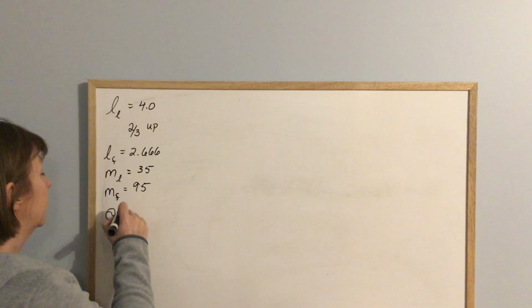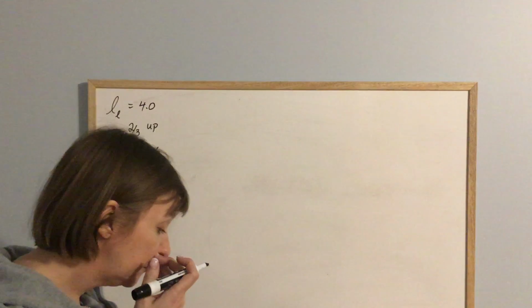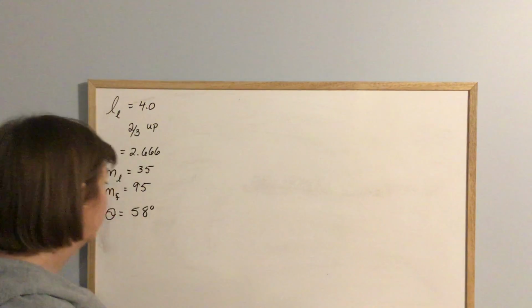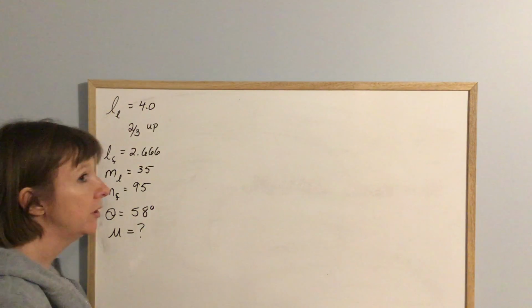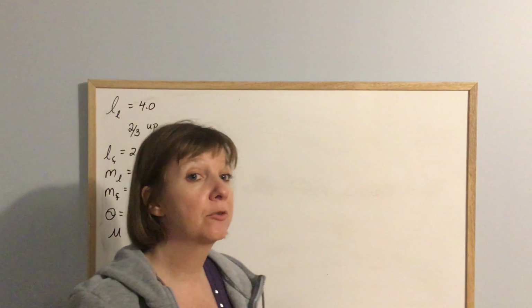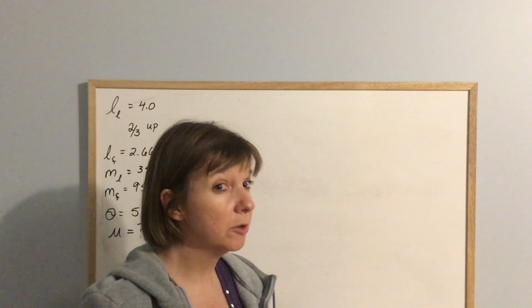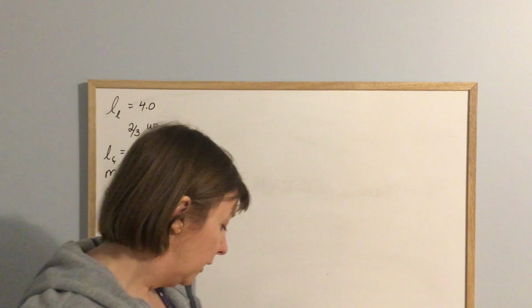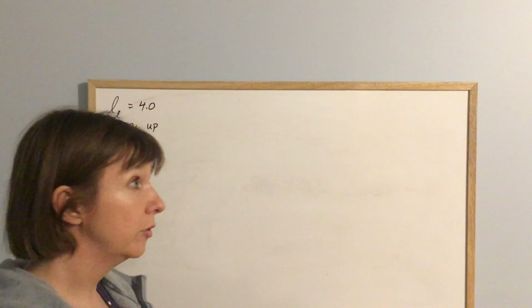And the angle that the ladder makes with the ground is 58 degrees. Now, the question that it asks is, what does the coefficient of static friction have to be to keep the ladder from moving? In other words, to keep it in static equilibrium, because if you're walking up a ladder, you don't want it moving. So there's a lot to this.